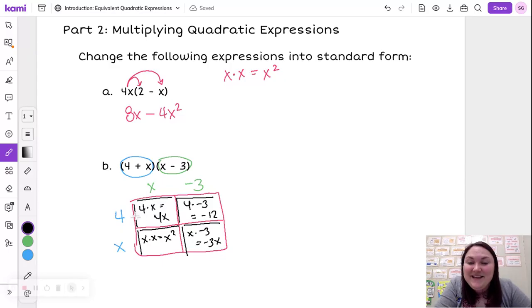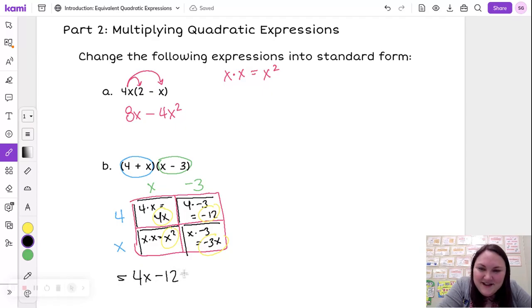I really like it because you can see there are 4 multiplication problems you need to do, so you don't forget any, and you can see based on the sides of the diagram what the things are you need to multiply. After this, I'm just going to pull out all 4 of those answers and put them all together for my answer. This is telling me if you were multiplying all this out, you have 4x minus 12 plus that x squared minus 3x. So this is one way you can do the problem.